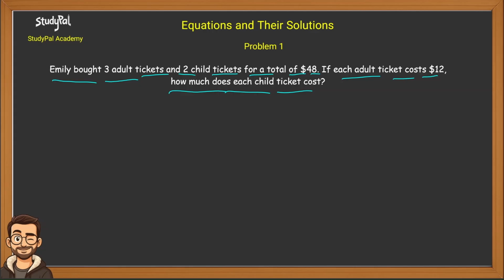So let's say that each child ticket costs X dollars. We don't know the exact price, but we know how many children there are: 2. So 2 times X is the cost for the children. Now, 3 adult tickets have been bought too, so plus 3 times the cost for the adult ticket, which is 12. And this is going to be the total cost of that movie night, and in total it is $48.